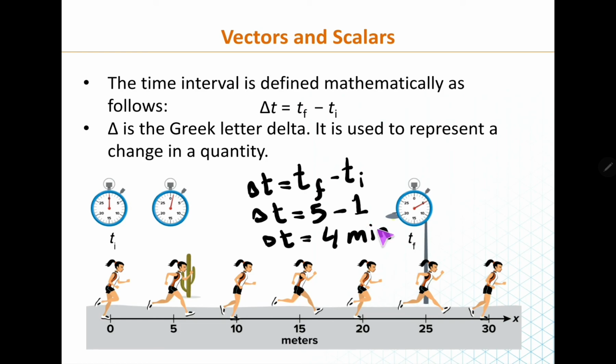We cannot say 4 minutes to the right or to the left or to the north or to the south. The 4 minutes here is without any direction, so that's what we call a scalar.